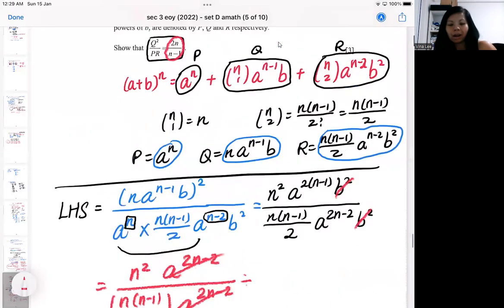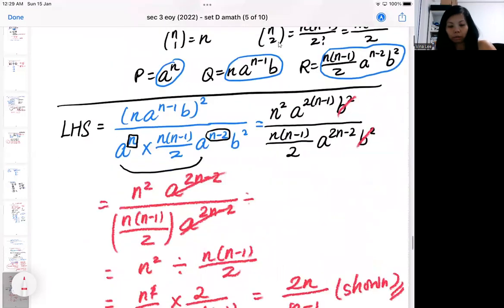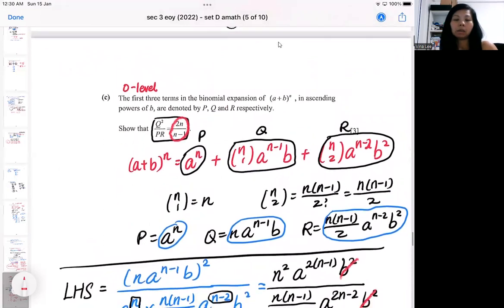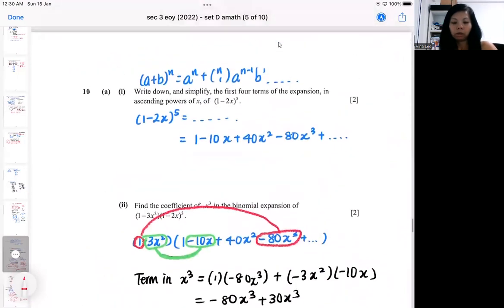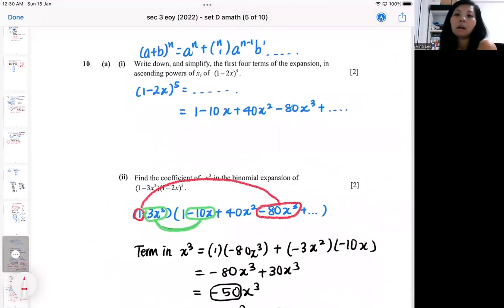This is quite high level and usually it's very confusing. So you might even need to relook after understanding the procedure because there's a bit of proving involved. Look back at this whole question, it actually summarizes and tests you quite a lot on binomial.